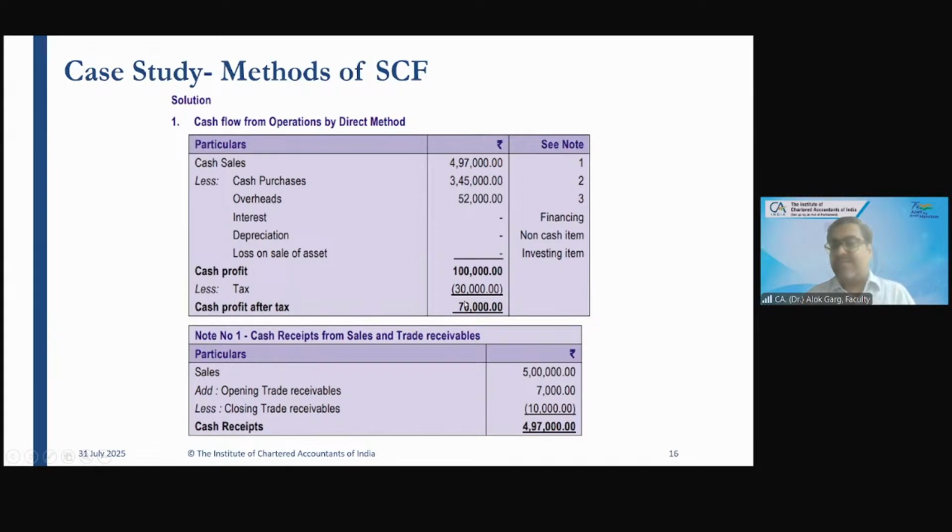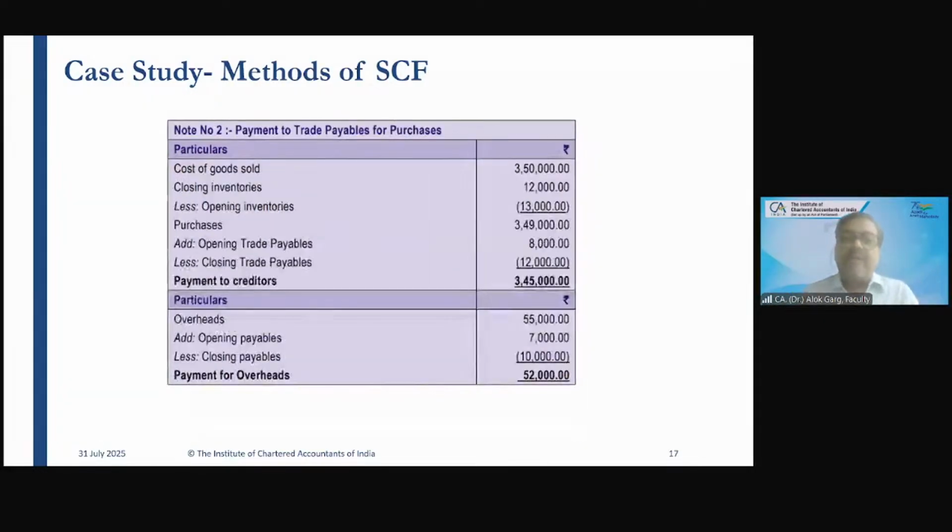1 lakh less tax which is 30,000. 70,000 is your cash flow from operations, cash flow from your operating activity. Okay. Now let's prepare it by the indirect method.